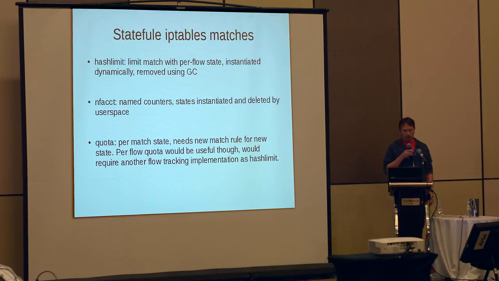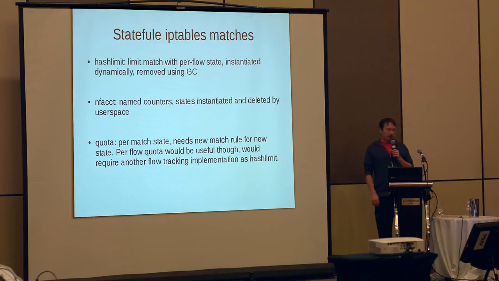So, the next thing is some features that are missing from NFTables. Like in IPTables, we have hashlimit, which is a limit match with per-flow state, and the per-flow state is instantiated dynamically and removed using garbage collection. So basically, this is pretty similar to what we are providing with NFTables sets with the runtime element additions. We have NFACCT, which are named counters, where the states are also instantiated and deleted by user space in that case, not during packet processing.